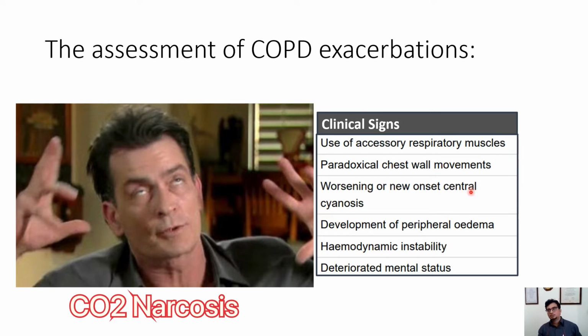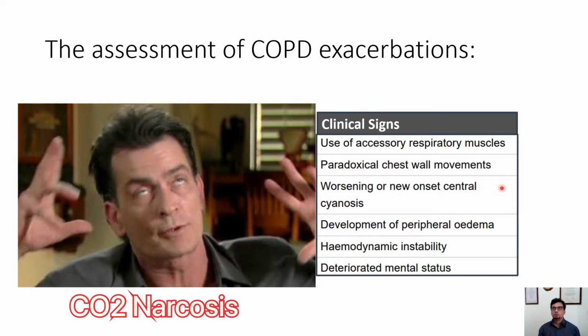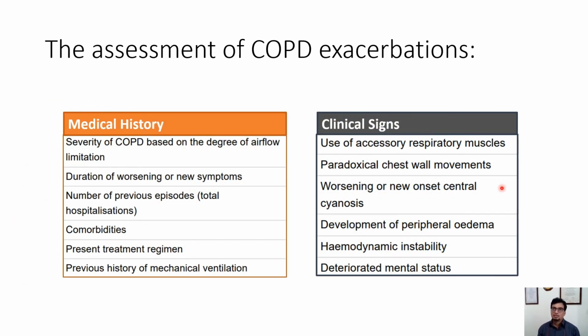All these clinical signs can help you to triage the patient and also to guide your treatment options, especially initiation of mechanical ventilation. And if the patient is having respiratory acidosis, definitely that is an important indication for initiation of mechanical ventilation in the form of NIV first and invasive mechanical ventilation later.